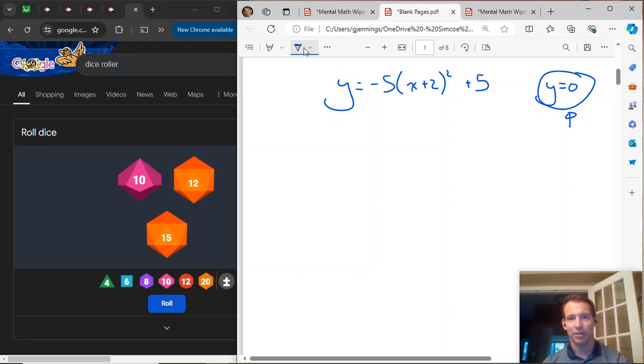So if I set y equals 0, I get this: 0 equals -5 times (x plus 2) squared plus 5. Subtract 5 from both sides.